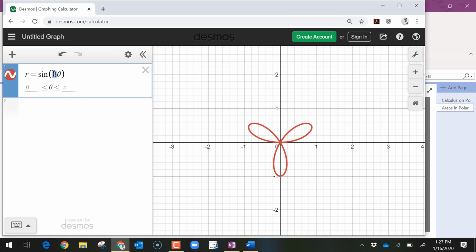What if there's 4 leaves? 8. Ooh, 8. What if it was cosine? Is it also 8? What if it was 5 theta? 5 leaves. You get the pattern?